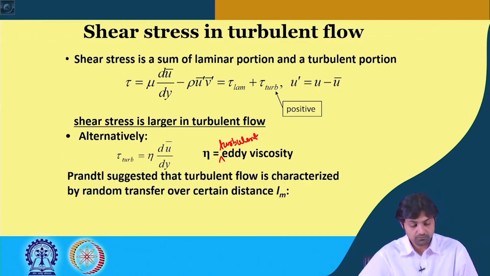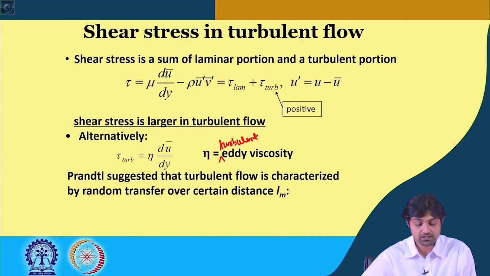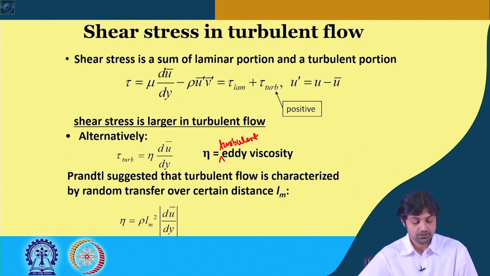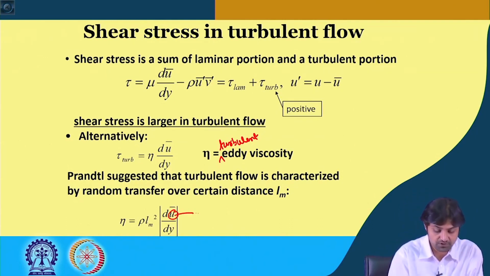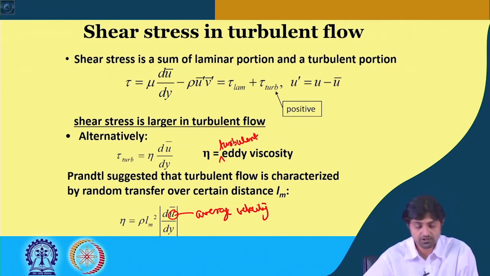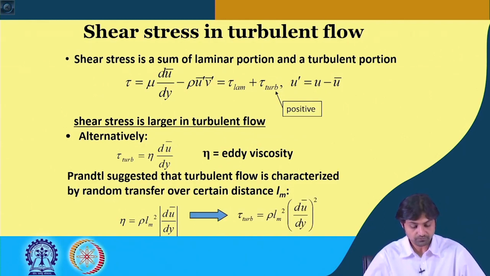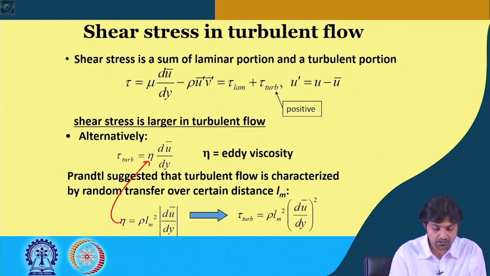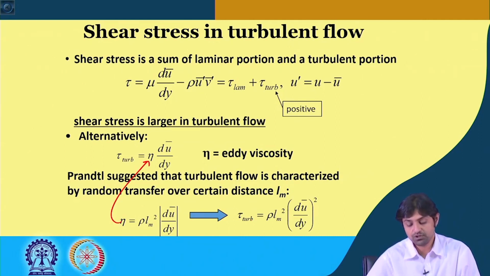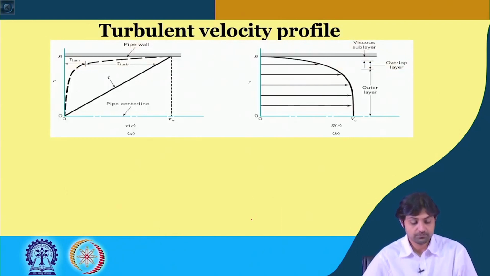So, there was a scientist called Prandtl. He suggested that the turbulent flow is characterized by random transfer over a certain distance Lm, as we have already talked about in our laminar and turbulent flow module. So, eta can be approximated as rho Lm square into du by dy, where u is the average velocity. You have to appreciate that if we are able to write something in terms of average velocity, it makes our life easier. And therefore, if you substitute here, tau turbulence can be written as rho Lm square into du by dy whole square, indicating that tau turbulence is positive.